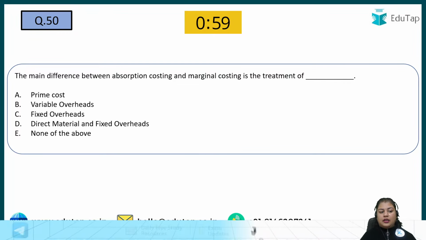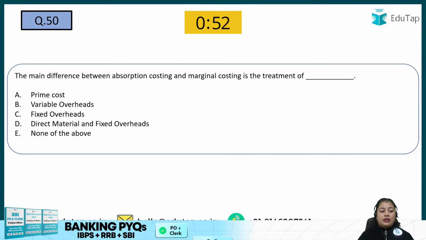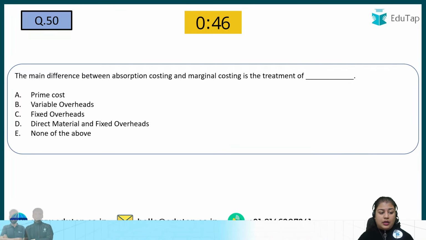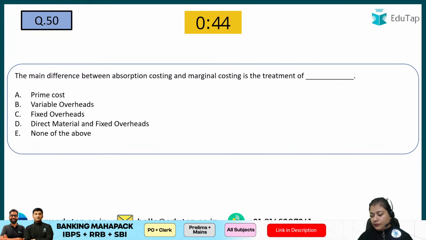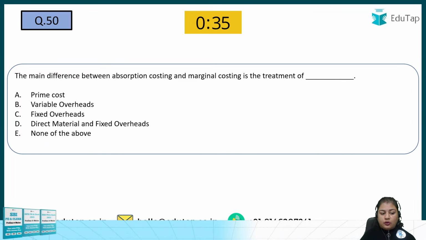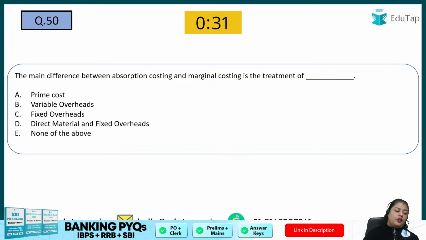Question 50, this is the last. What is the main difference between absorption costing and marginal costing? The treatment is different in the case of absorption costing and marginal costing of what? Prime cost, variable overheads, fixed overheads, direct material and fixed overheads, or none of the above. Yes, everybody is correct. Fixed overheads.